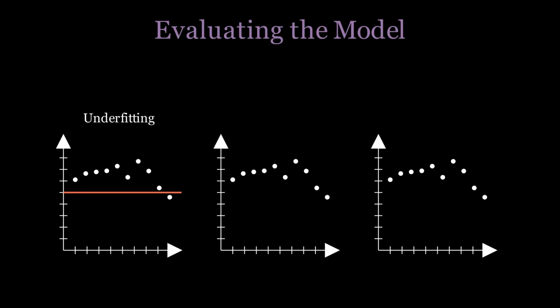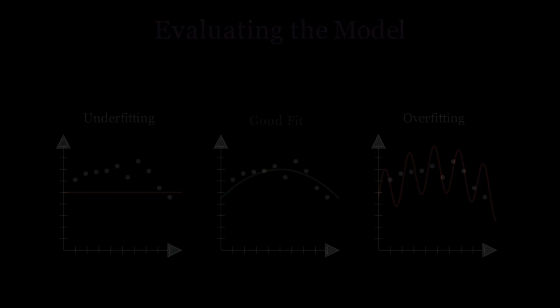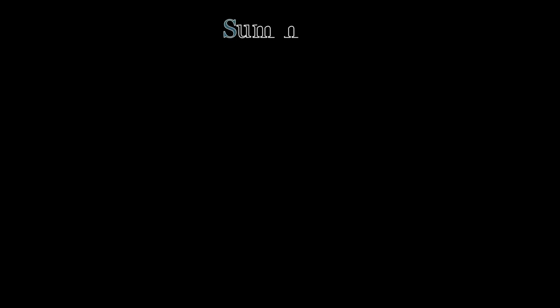The opposite is overfitting, where the model memorizes the training data perfectly, capturing all the random noise, but totally failing on new data. What we want is a good fit, a model that captures the underlying pattern smoothly and generalizes well to data it has never seen before.